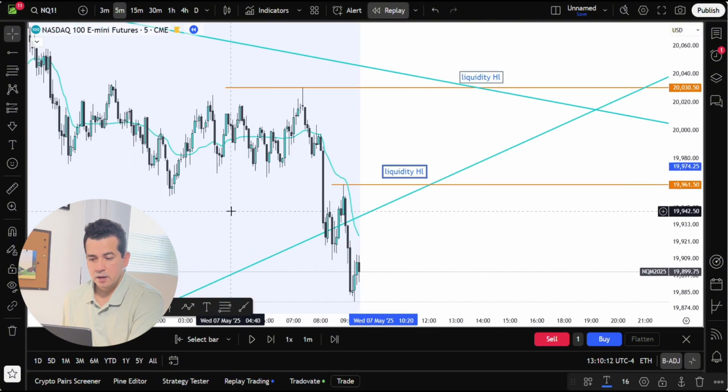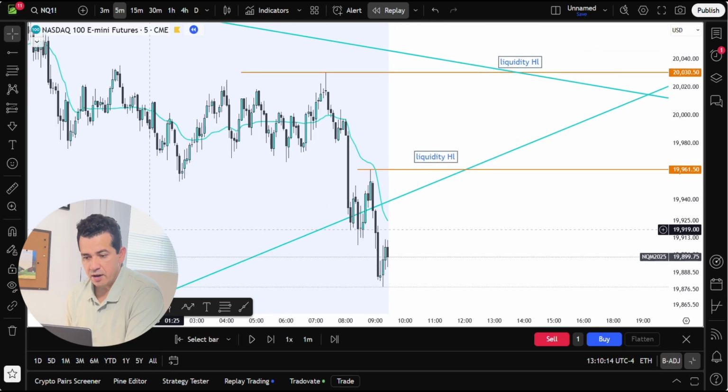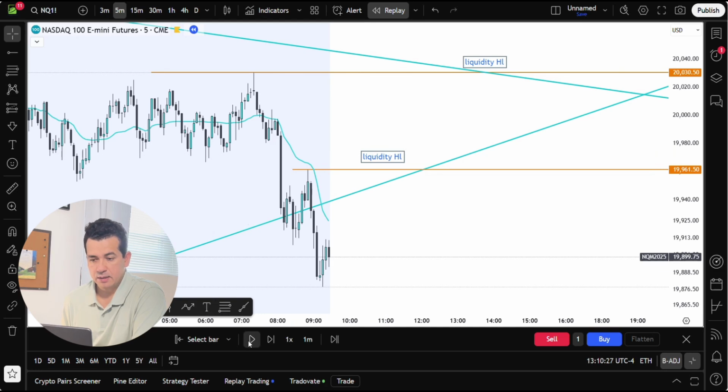All right, so we have marked the areas we need to be looking for, the probability the trend can shift, can turn around from those areas. So this is where we take trades and look for that opportunity. So let's play this out.